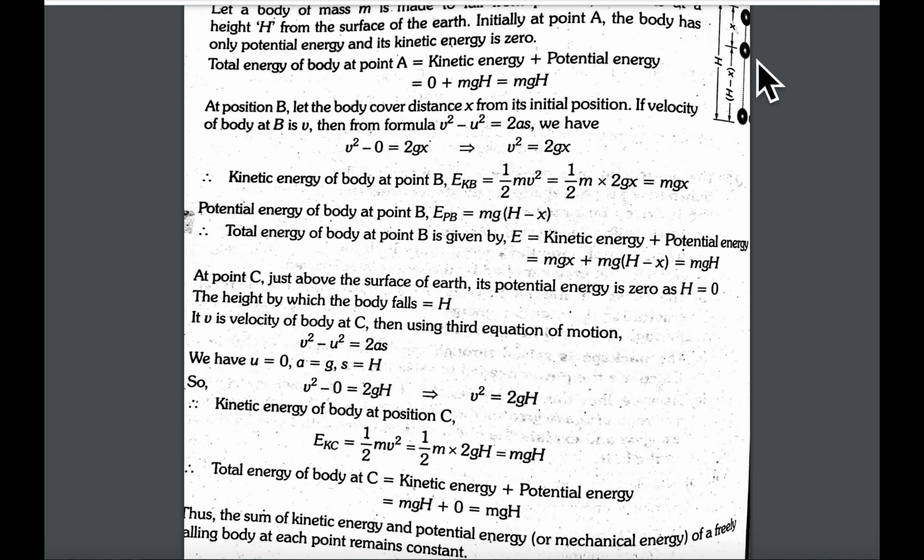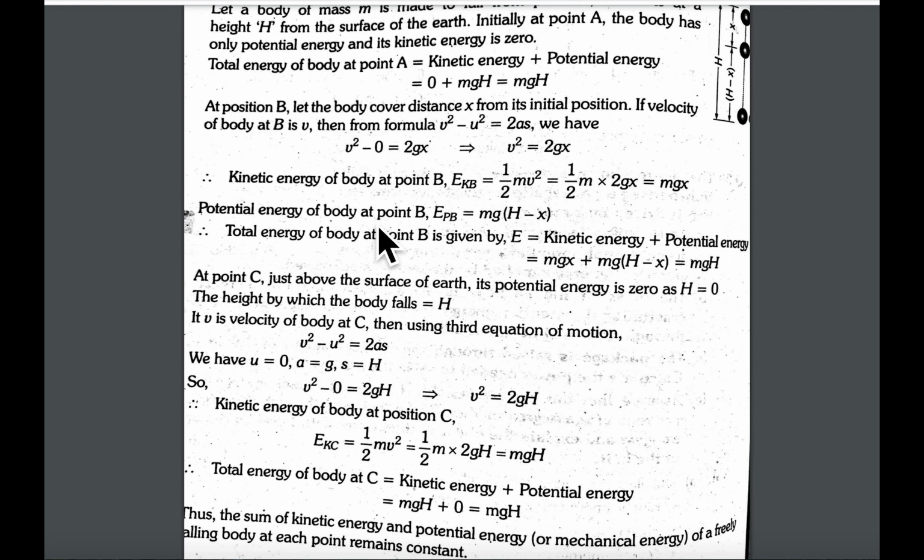Now at point B, the kinetic energy of the body is equal to half mv square. The value of v square we have calculated over here, so we will substitute this value in this, and we will get half m into 2gx, that is equal to, the 2 will get cancelled, mgx.